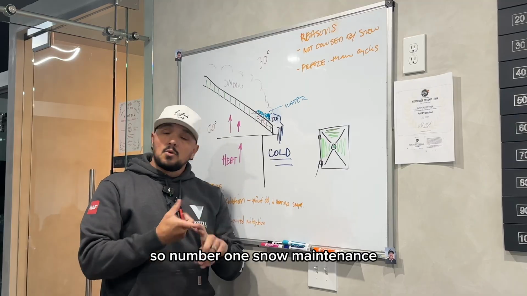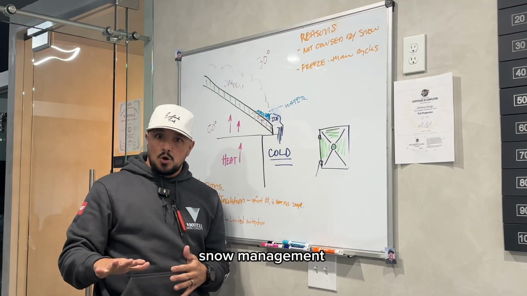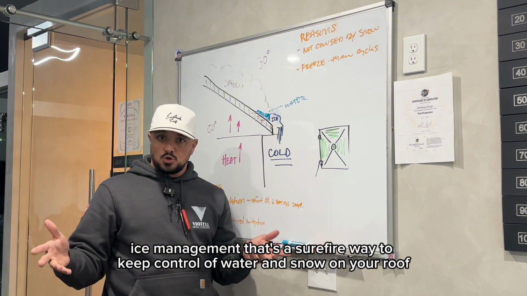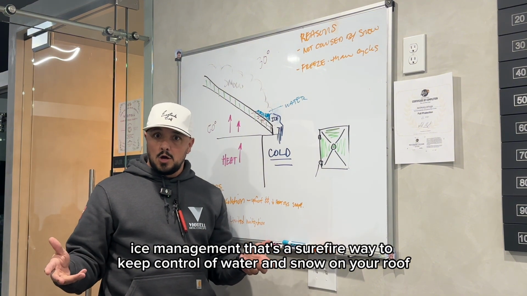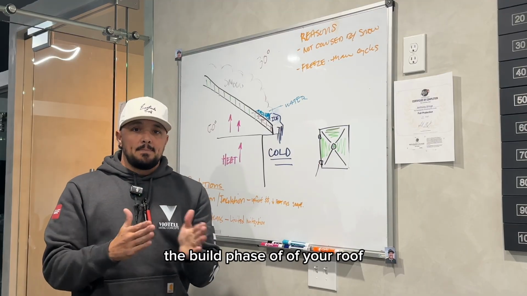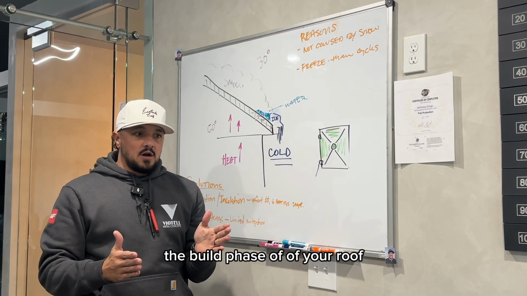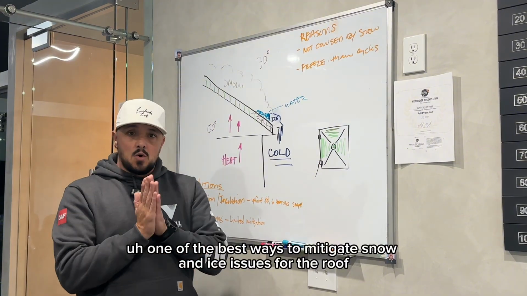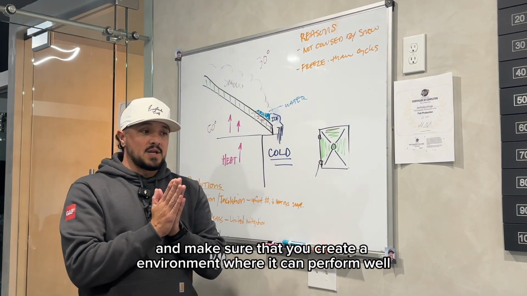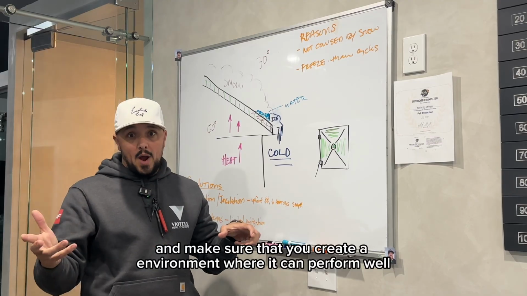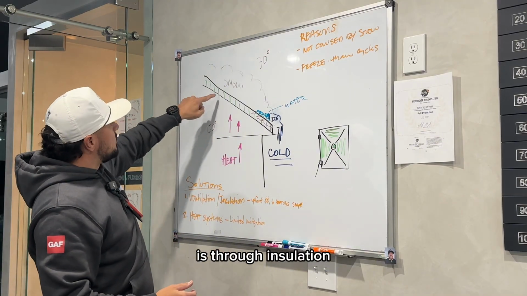So number one, snow maintenance, snow management, ice management. That's a surefire way to keep control of water and snow on your roof. Let's talk about during the build phase of your roof. One of the best ways to mitigate snow and ice issues for the roof and make sure that you create an environment where it can perform well is through insulation.